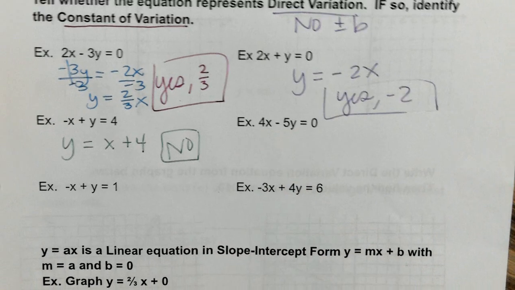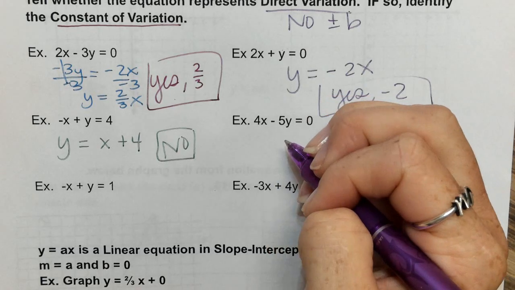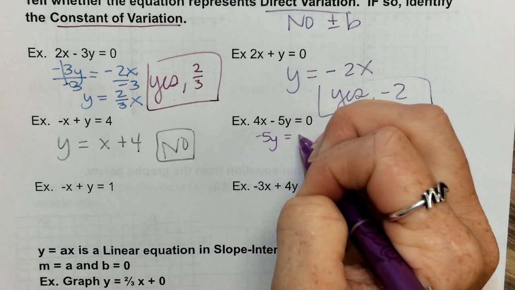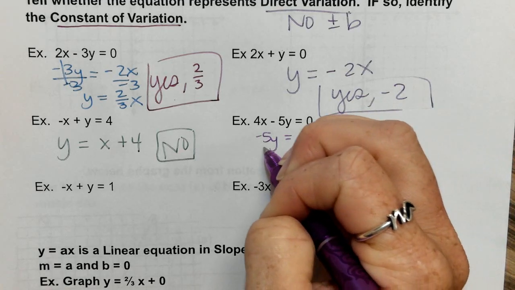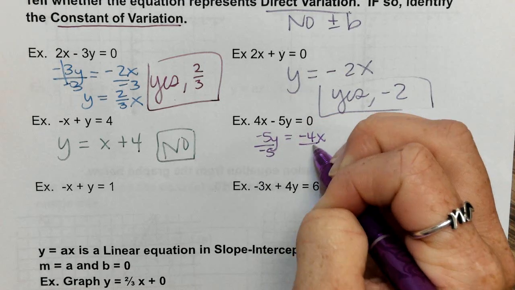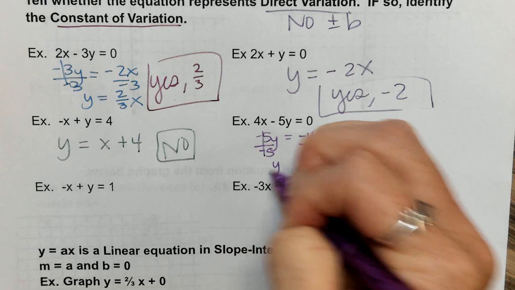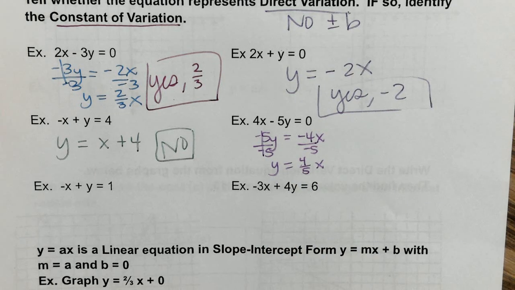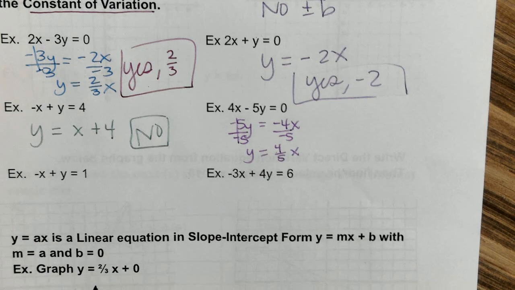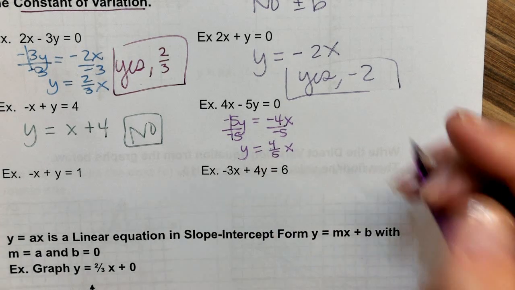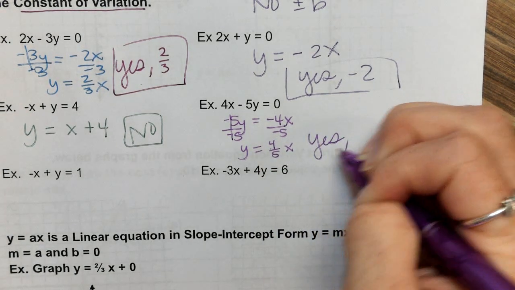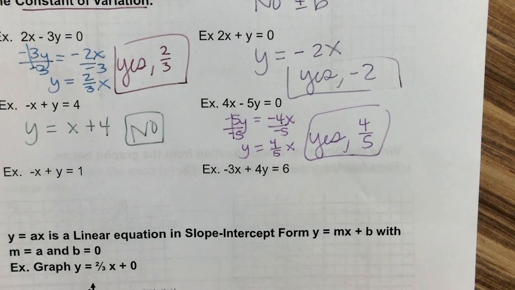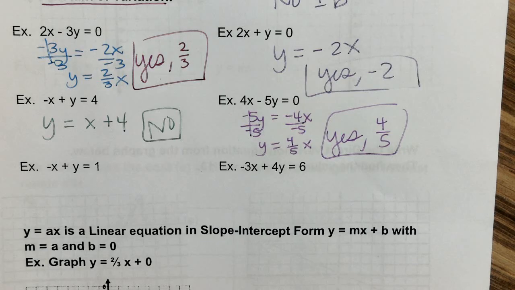All right. This one, how would I rearrange it? So negative 5y equals negative 4x. And then I would divide by negative 5. And I would get y equals 4/5 x. Does that have a plus b? No. So does this show direct variation? Yes. What is the constant of proportionality? 4/5. All right, we're just going to do one more.